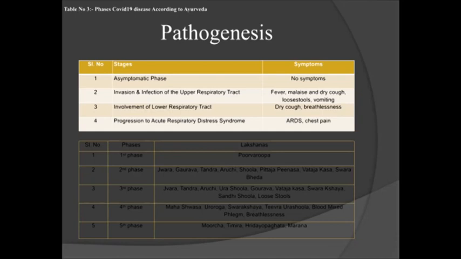And then the second, the Ayurvedic understanding: in the first phase, the Purva Rupa will be seen. If Purva Rupa is seen, then there will be an excessive increase of hunger and thirst, and everything will be there.